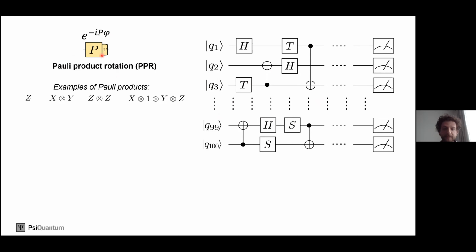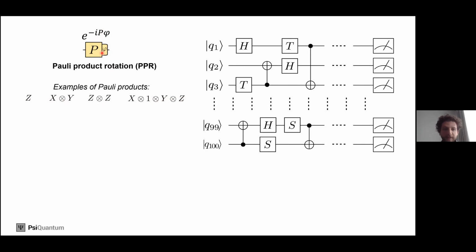So these are just a Pauli product operator, which is just a Pauli operator; product is just to emphasize that it can be a multi-qubit Pauli operator. An example would be a single qubit Z operator, or a 2-qubit X times Y operator, or Z times Z operator, or this 3-qubit operator, X times 1 times Y times Z. And I draw these things as boxes with the Pauli operator inside the box telling you the Pauli P, and phi being the angle of the rotation.